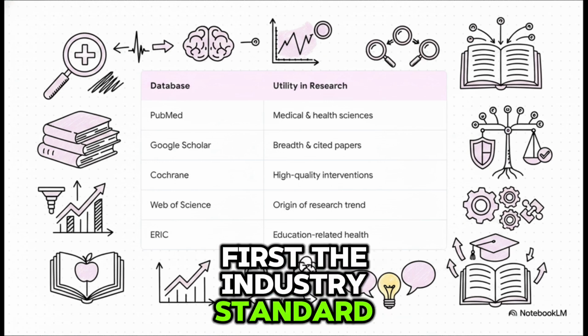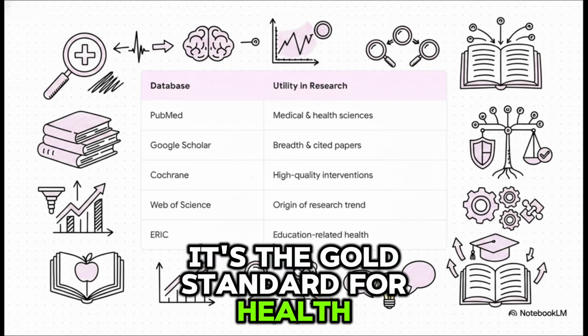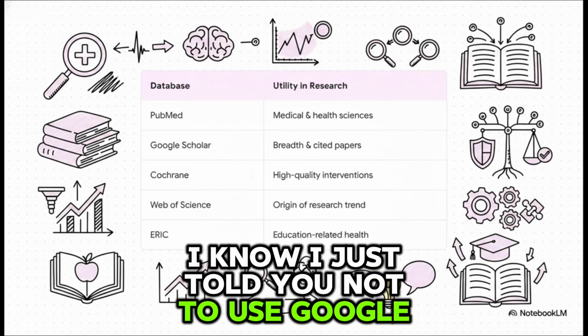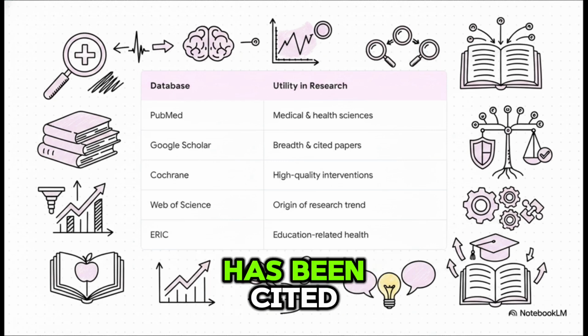First, the industry standard, PubMed. Run by the National Library of Medicine, it's the gold standard for health science. Second, Google Scholar. I know I just told you not to use Google, but Scholar is different. It's excellent for breadth and checking how many times a paper has been cited.